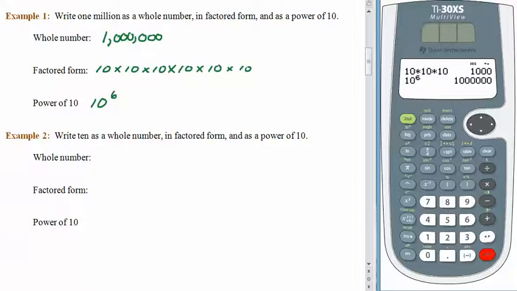Give this one a try on your own. It's kind of sneaky, but I bet you can figure it out. We want to write the number 10 as a whole number in factored form and as a power of 10. Give it a shot. Come back when you're done.